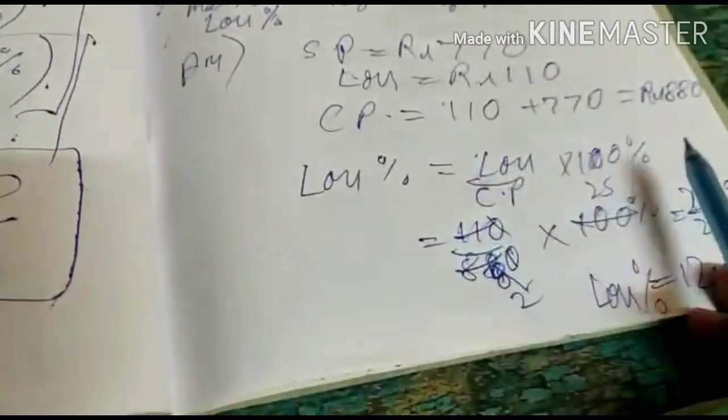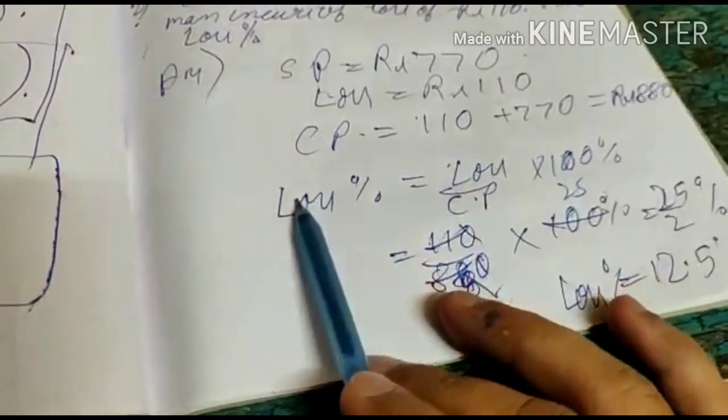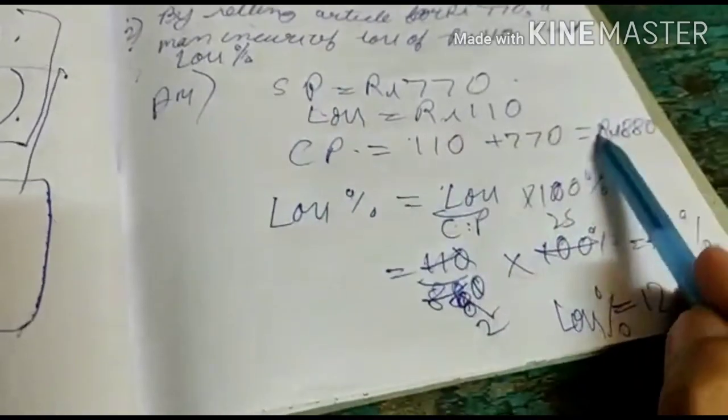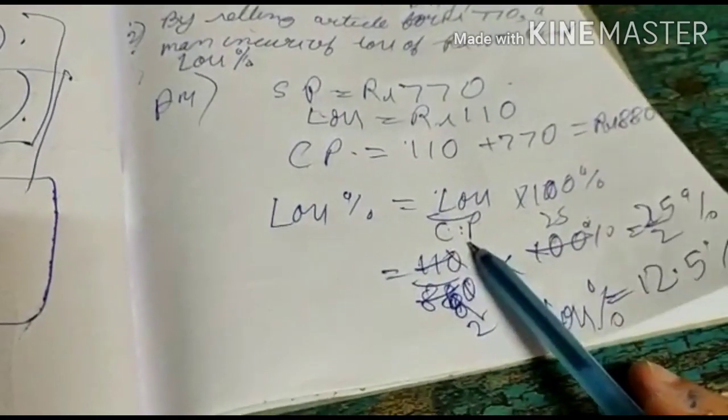We are just directly using the formulas. For calculating loss percent we should know CP, and we don't know the CP here, so we will calculate CP first and then implement it in this question.